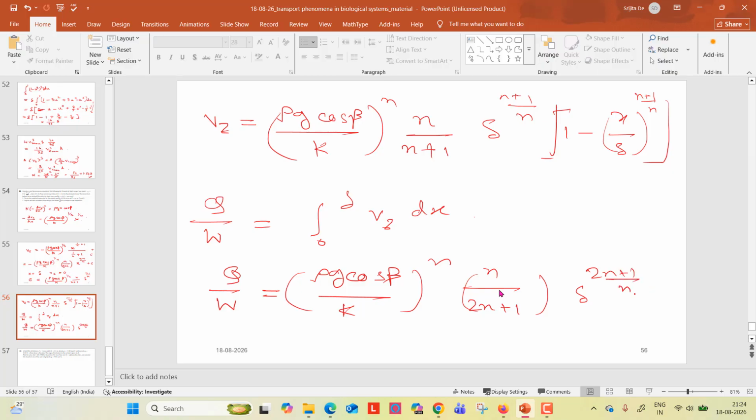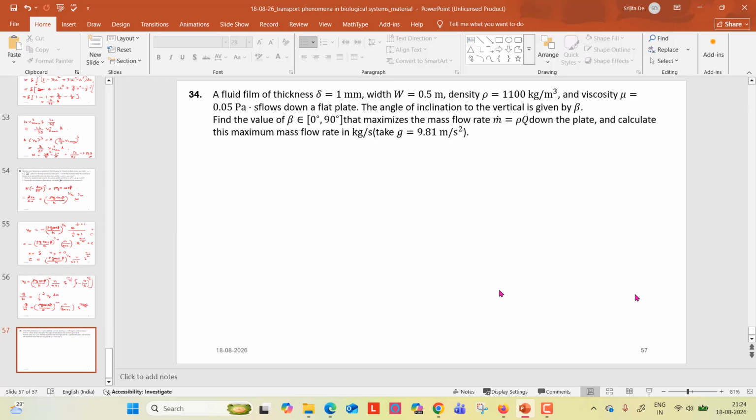A fluid film of thickness delta with density rho and viscosity mu flows down a flat plate. The angle of inclination to the vertical is given by beta. Find the value of beta that maximizes the flow rate down the plate and calculate this maximum mass flow rate in kg per second.